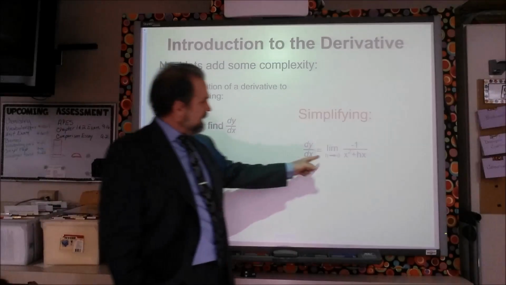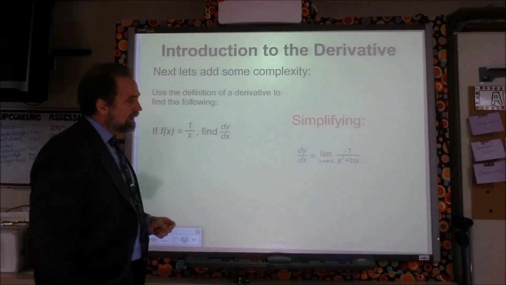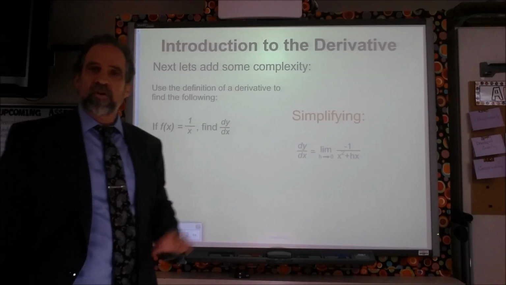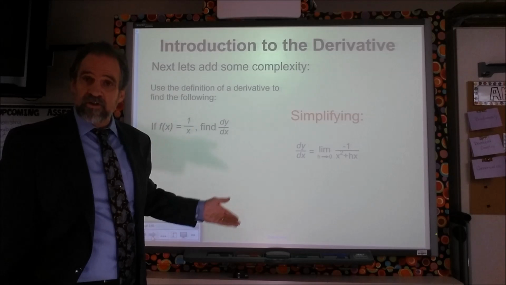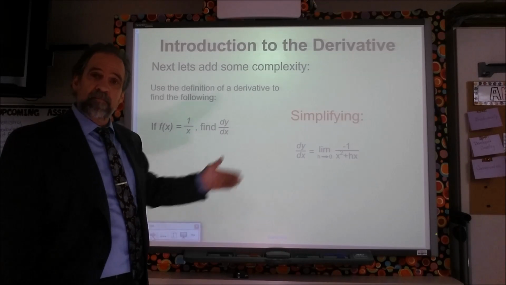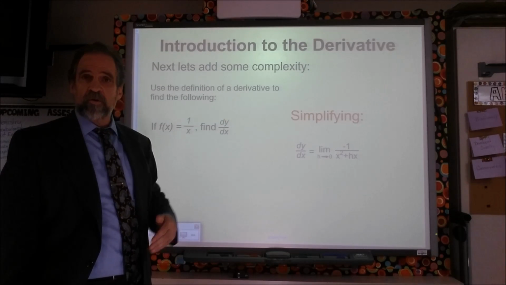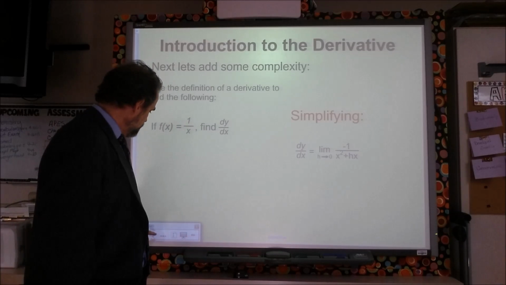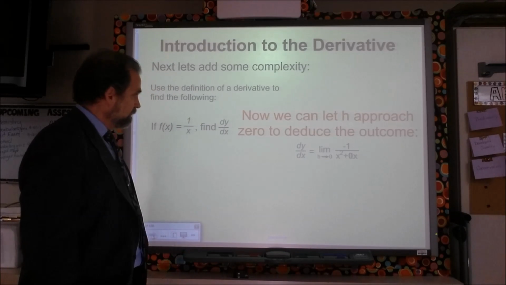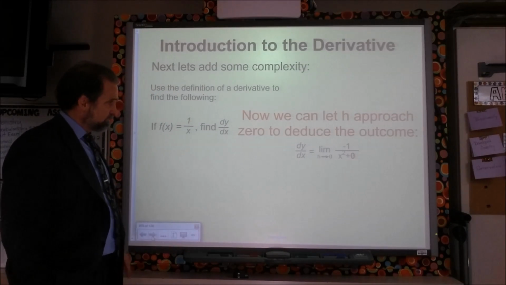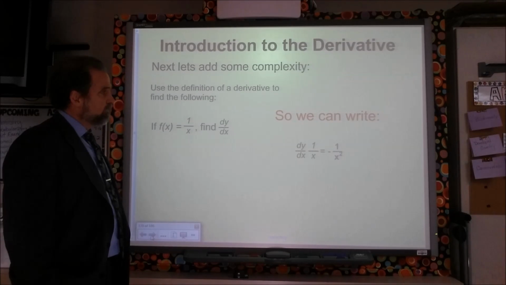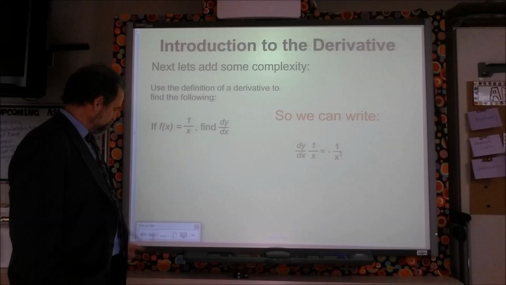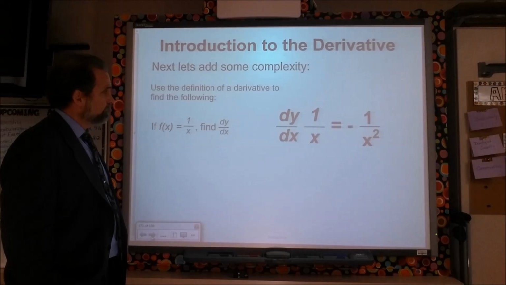Can I put h in as 0 now? Yeah, because even though that second term goes to 0, the first term has no h in it, right? So the first term doesn't go to 0. That means the bottom is no longer all 0, which means it's no longer undefined, which means I can now actually do that simplification and achieve an answer. Negative 1 over x squared. Okay?